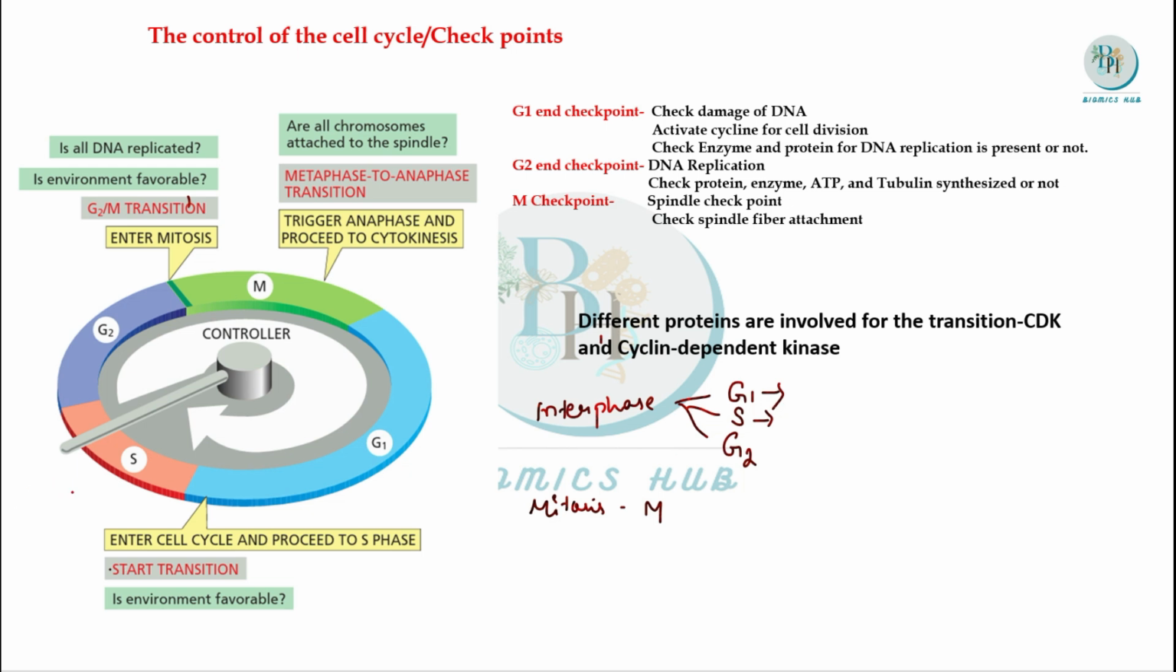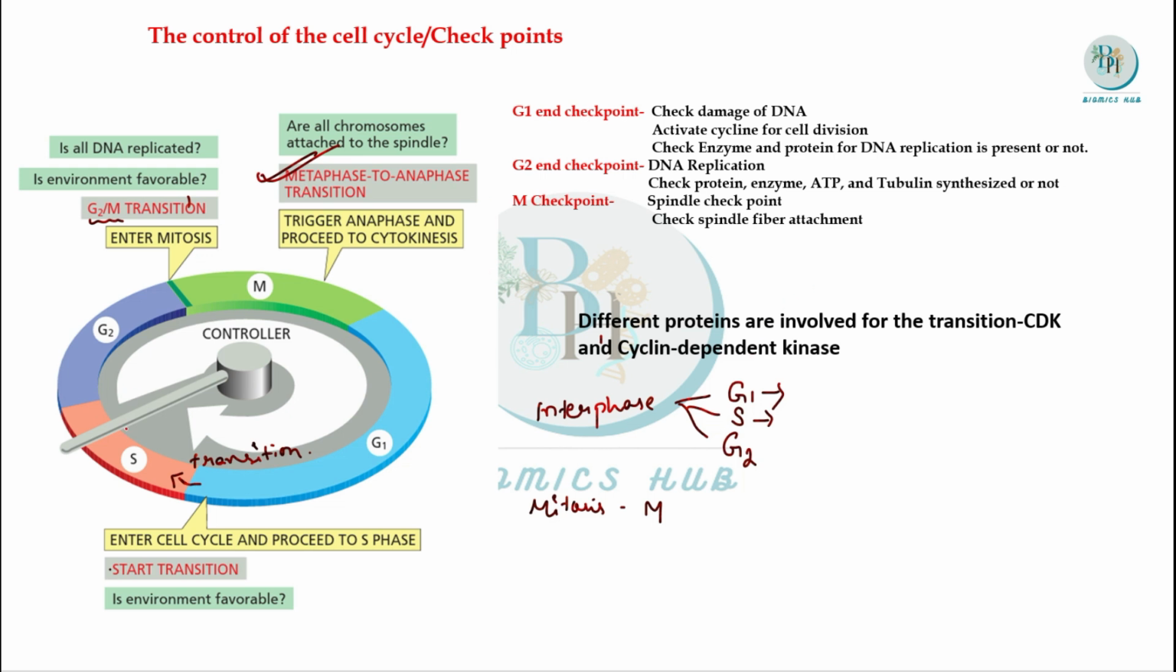Now, when the cell is entering from the G1 to S phase, this part is known as the transition phase. So the cell has different transition phases, like when it is entering from G2 to M, it is known as the G2 to M transition. When it is entering from metaphase to anaphase, it is known as the metaphase to anaphase transition.